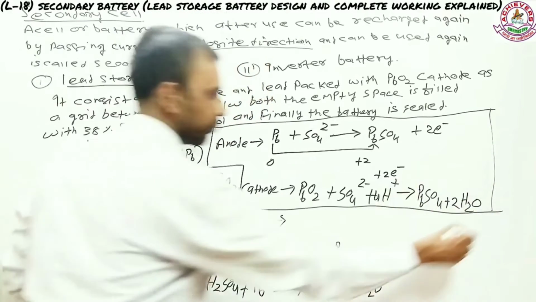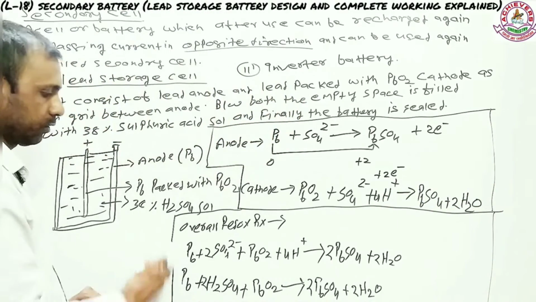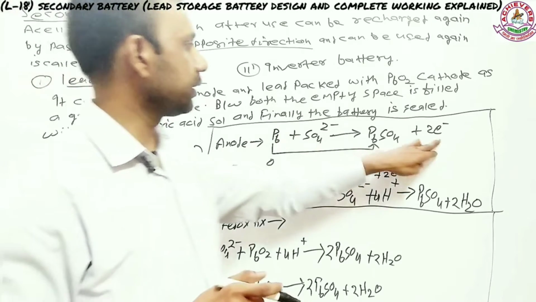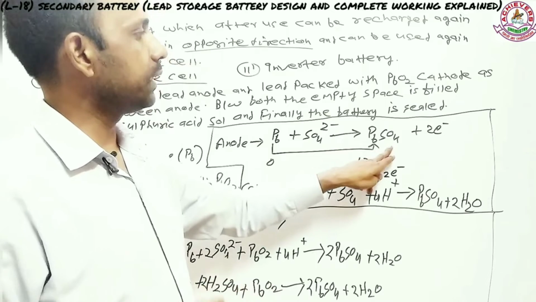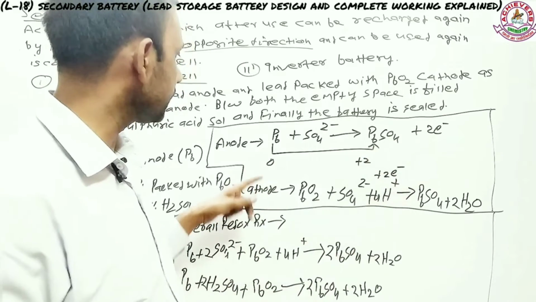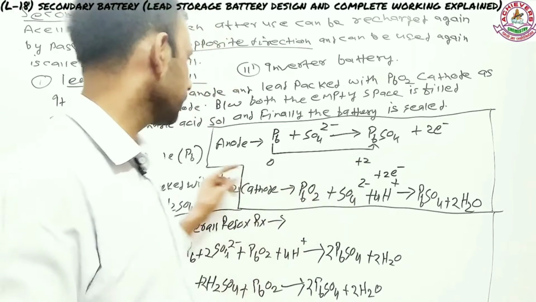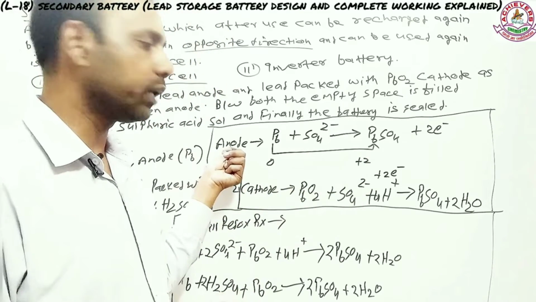So let me focus over here. Okay, let's see what this is. At the anode, lead undergoes oxidation and it reacts with sulfate, so it produces lead sulfate and 2 electrons are given out. What you see is that the oxidation number of lead is changing from 0 to +2, so therefore it is an oxidation, which is also called the anode half reaction.